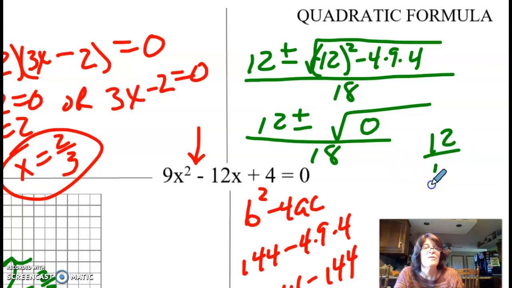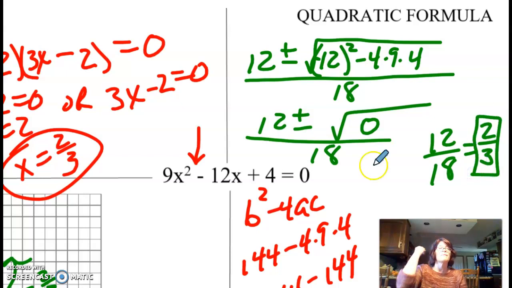I don't get two answers. I'm adding and subtracting 0. I get 12/18, which if I divide that by 6, I get 2/3. Divide top and bottom by 6. Okay? Quadratic formula gave me 2/3.